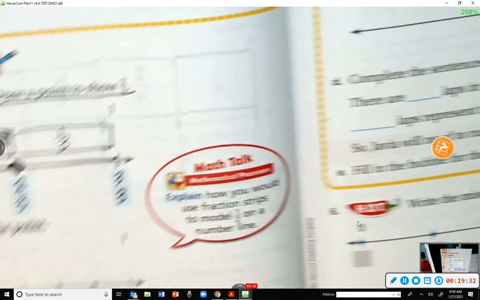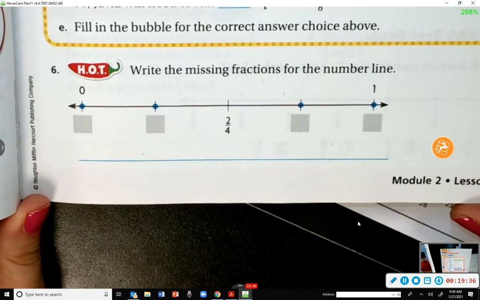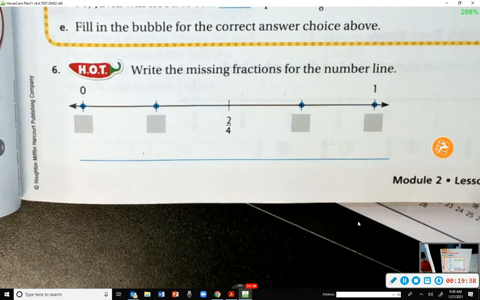Okay, let's skip number 5. Go on to number 6. Write the missing fractions for the number line. I want you guys to try that on your own. Shouldn't take you but a few seconds. Label that number line.